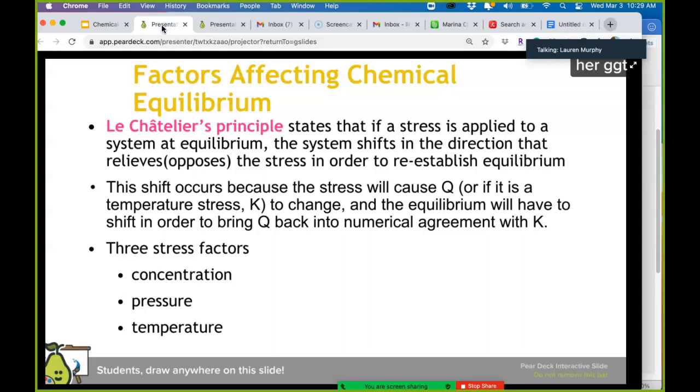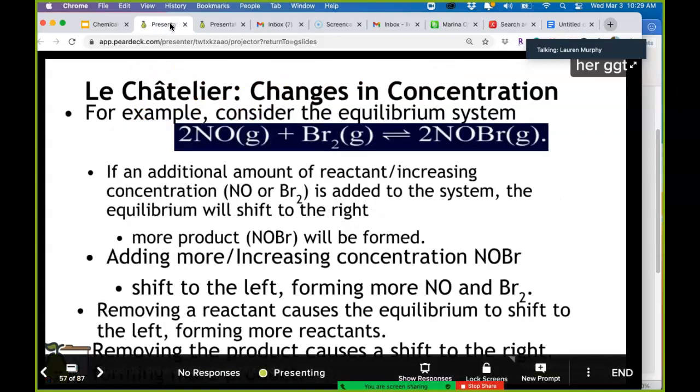Now, the whole point of this is you're taking a system that's at equilibrium. It's fine going back and forth, and we disturb it. We put a stress in or remove something. We add something, we take something away. So it's going back and forth, minding its own business, and then we mess with it. We disturb it, and that will cause a shift in equilibrium. So the first thing we're going to mess with is concentration.